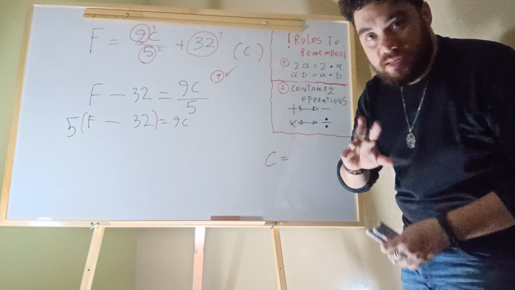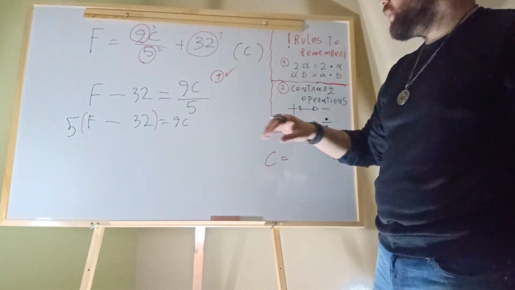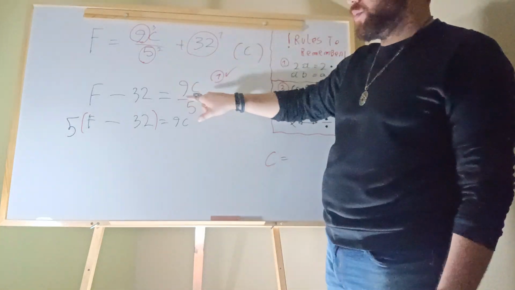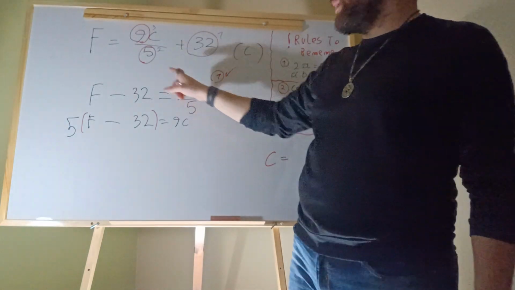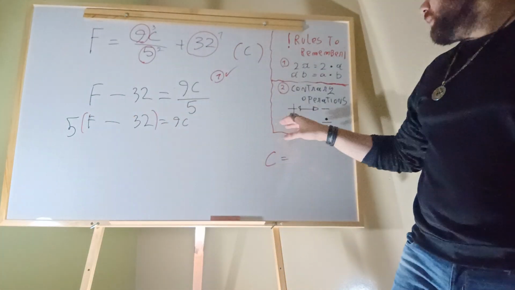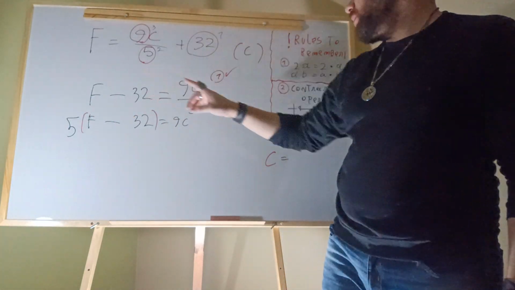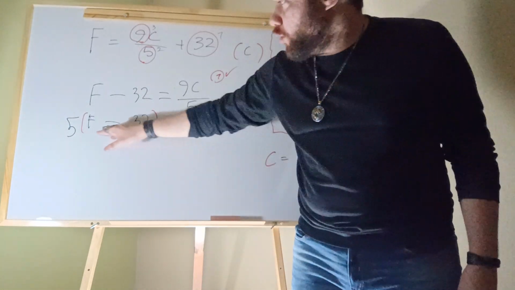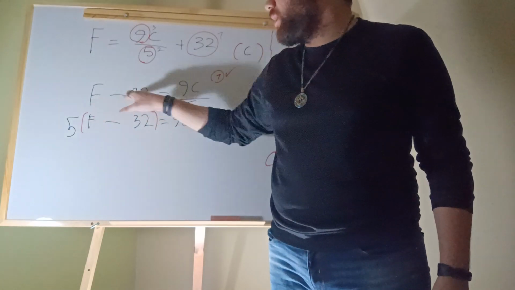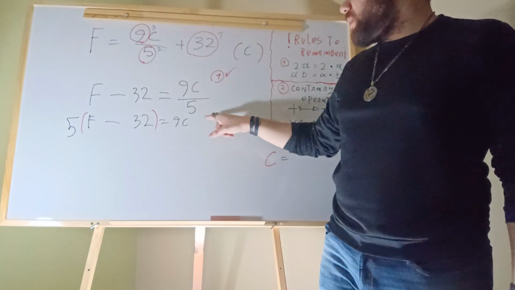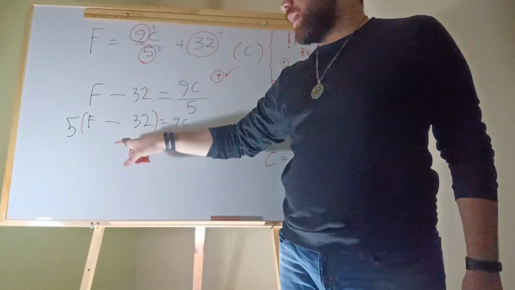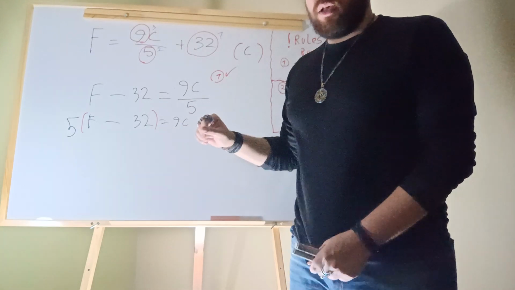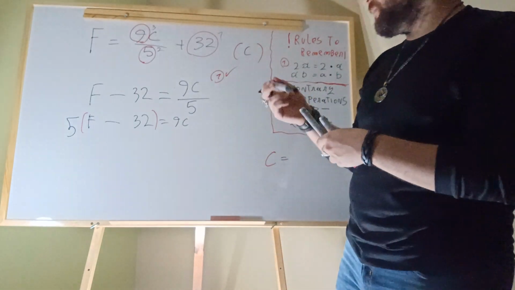Voy a hacer un paréntesis en español porque esta parte puede ser confusa. El 5 estaba dividiendo, ¿cierto? Es nuestro segundo paso, por lo cual va a pasar a multiplicar. ¿Qué es lo que pasa? Si algo va a pasar al otro lado, a multiplicar o a dividir, debe multiplicar o dividir todo lo que haya de este lado. De este lado había una f y un menos 32, por lo cual el 5 va a multiplicar tanto la f como el menos 32 en este caso. Es una expansión, ya lo habíamos visto.